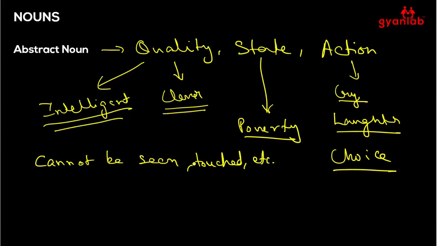So in the next lessons, we'll delve deeper into abstract nouns, try to understand how abstract nouns are derived, and see a few other properties of nouns, such as gender, etc. I hope you were able to understand all the different types of nouns with this lesson.